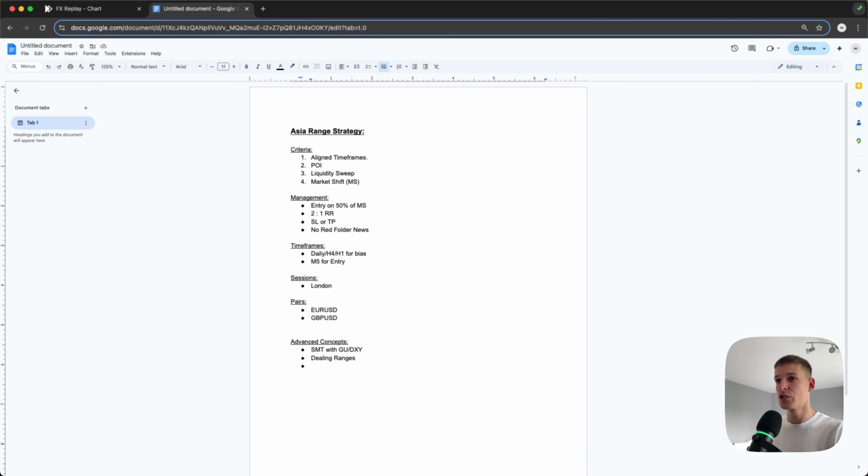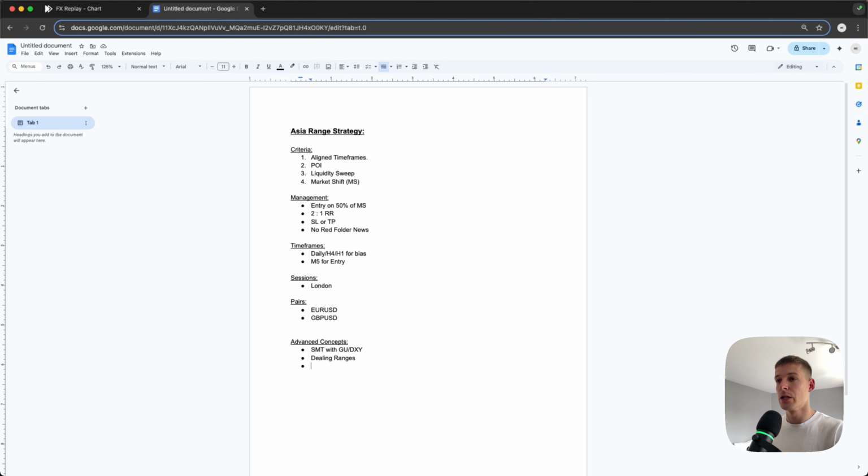So the criteria for this strategy is as follows. You need aligned timeframes. What that means is daily, 4-hour and 1-hour alignment. So if we're looking for longs, the daily has to be bullish, the 4-hour has to be bullish, and the 1-hour has to be bullish as well. Coupled with this, I want to see some POIs. So I want to see price trade and reject some POIs, whether that's on the 5-minute, the 15-minute, the 30-minute, the 1-hour. You get the picture. I just want to see some level of POI, some level of interest.